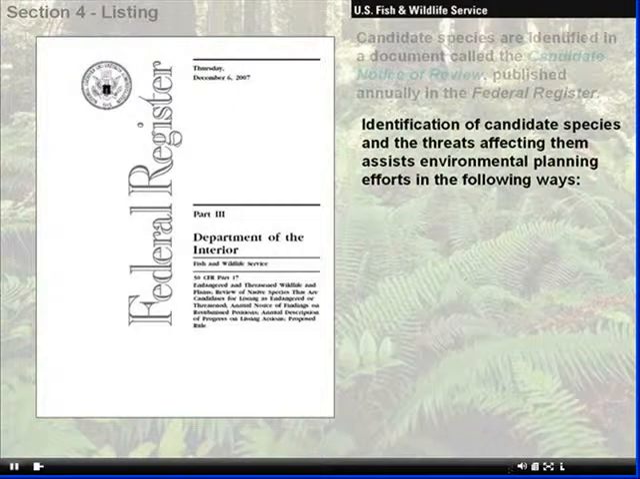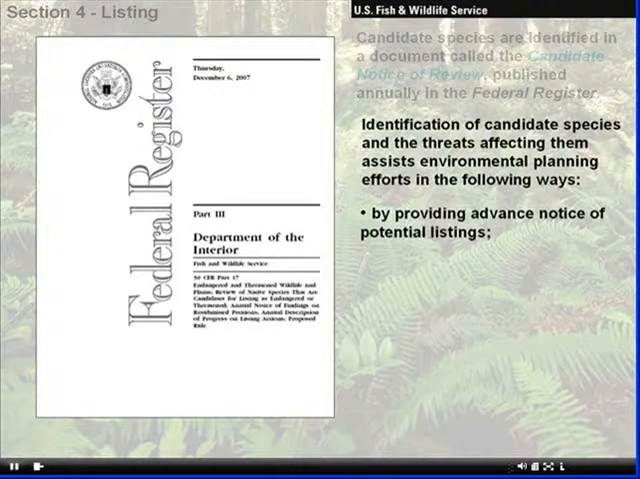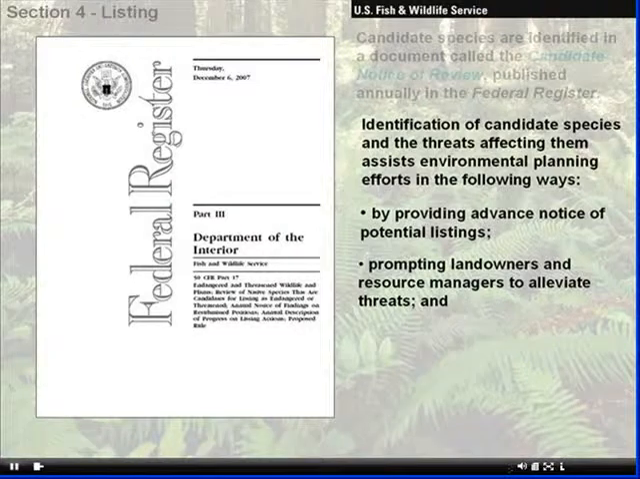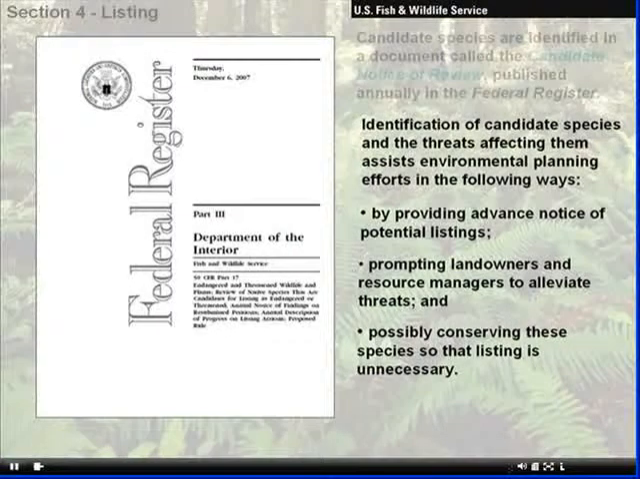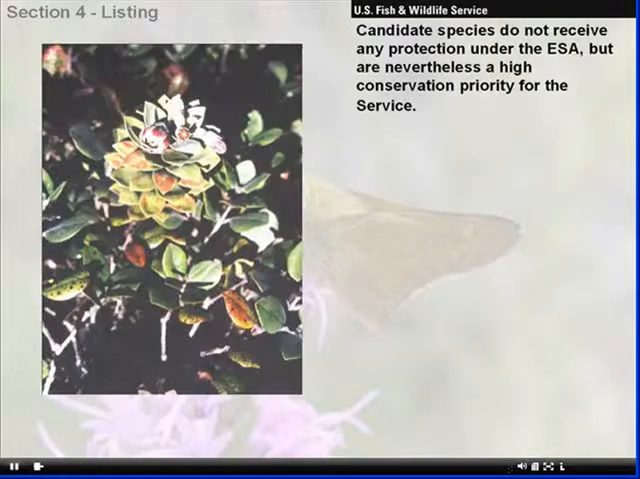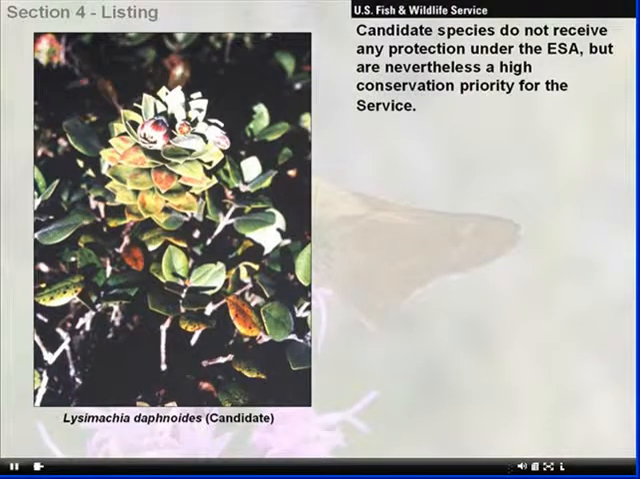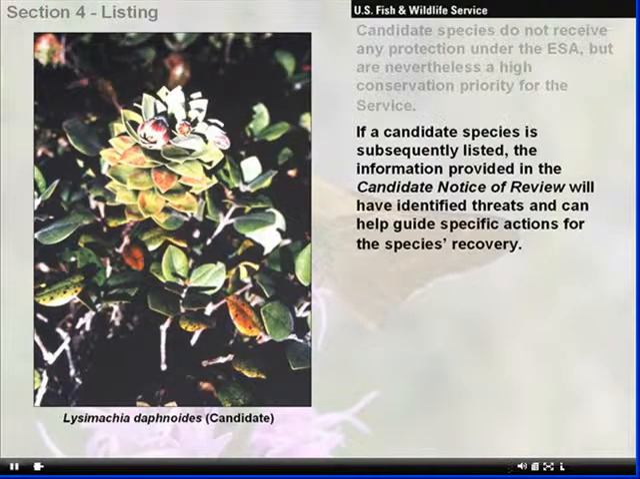Identification of candidate species and the threats affecting them assists environmental planning efforts in the following ways: by providing advance notice of potential listings, prompting landowners and resource managers to alleviate threats, and possibly conserving these species so that listing is unnecessary. Candidate species do not receive any protection under the ESA, but are nevertheless a high conservation priority for the service. If a candidate species is subsequently listed, the information provided in the Candidate Notice of Review will have identified threats and can help guide specific actions for the species recovery.